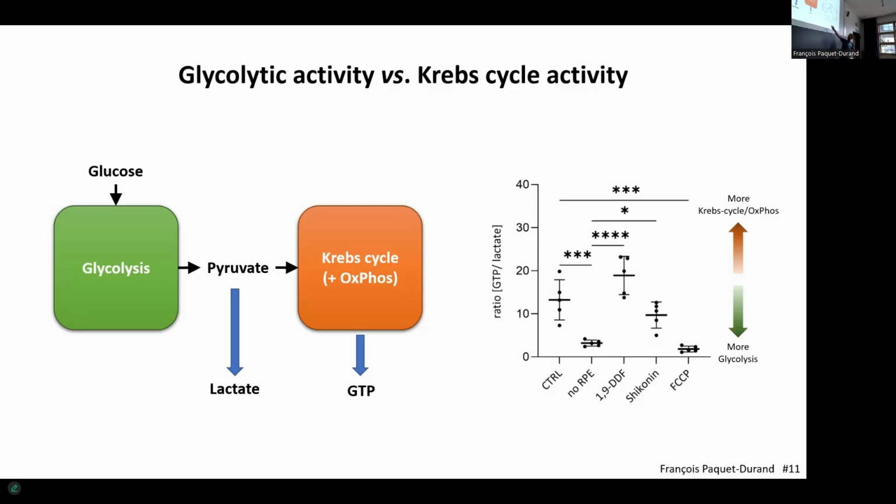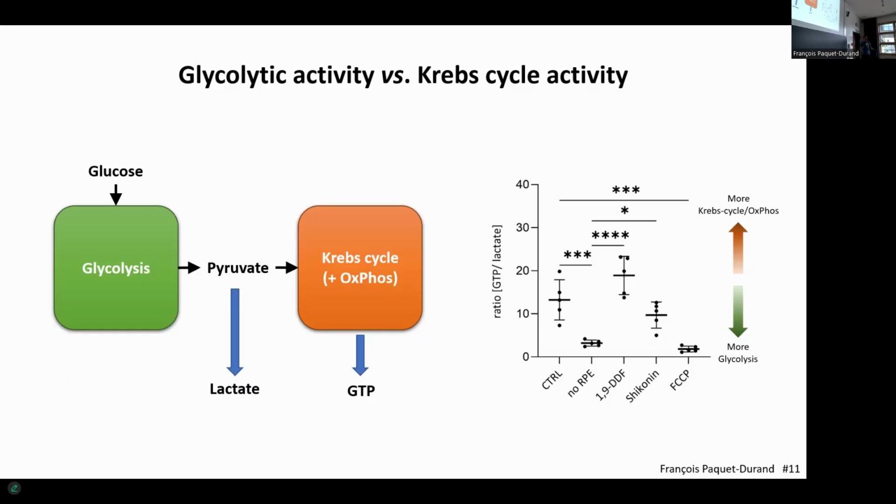Under the control conditions, there's a certain ratio. When we take away the RPE, that ratio goes down, and going down means there's more glycolysis happening. Because it's so low, it's basically exclusively glycolysis. On the other hand, when we block glucose import, the ratio goes more towards the Krebs cycle, probably because the cells don't get enough glucose and need to produce energy somehow differently. Oxidative phosphorylation, being so much more efficient, is a good way of doing this. Blocking glycolysis with iodoacetate doesn't do much to this ratio, but blocking oxidative phosphorylation really drives it towards glycolysis.